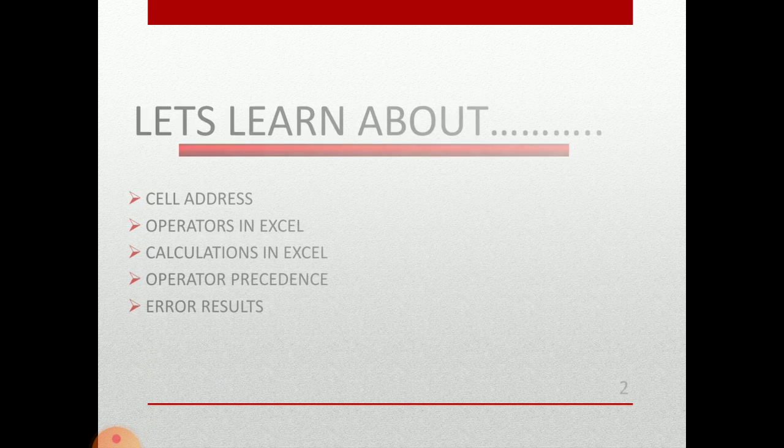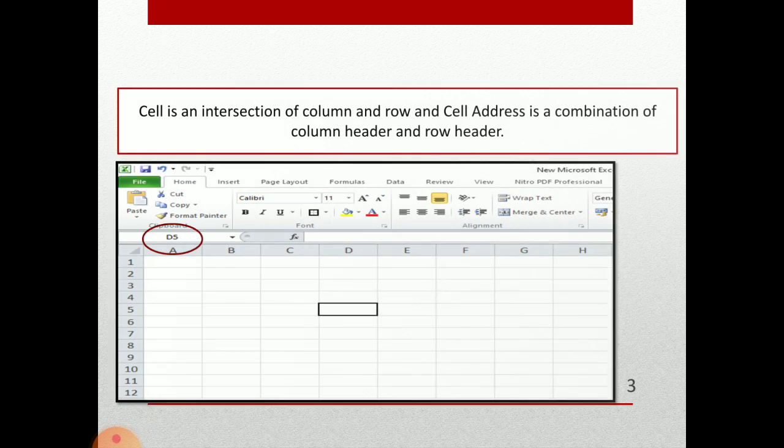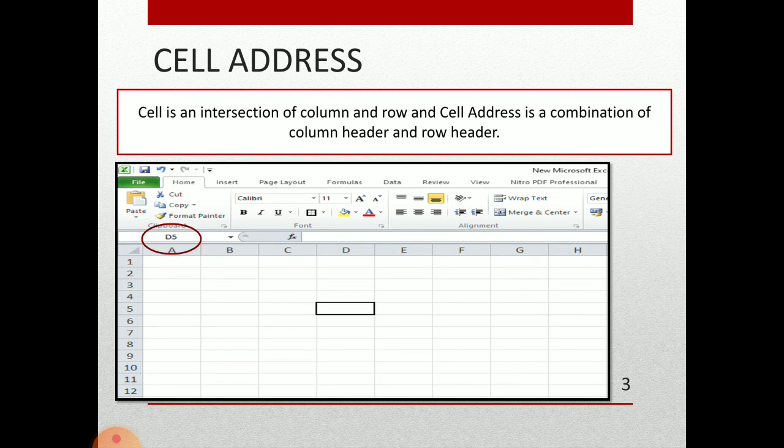So let's start with cell address. A cell is an intersection of a column and a row, and a cell address is a combination of the column header and row header. Here in the picture you can see that the cell is selected in the D column and in the fifth row. So its address is D5. That is shown in the Name Box of Excel.